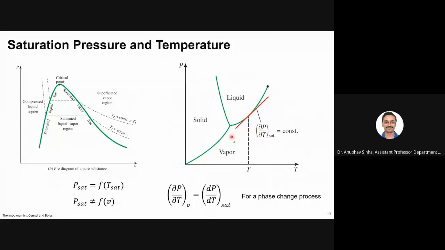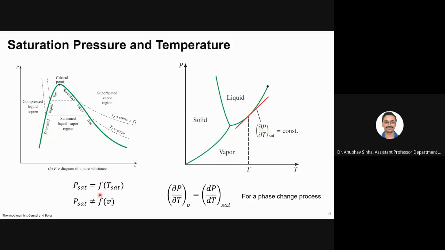Okay, so if you look at this PT plot, you can see that this is your saturation curve, right? This is the boundary between liquid and vapor. For this boundary, for a given pressure and temperature, del P by del T is constant. It is not dependent on the volume of that system, the specific volume. Which is also confirmed by this plot: during the phase change process, your del P by del T becomes constant. It is not affected by the volume, right?